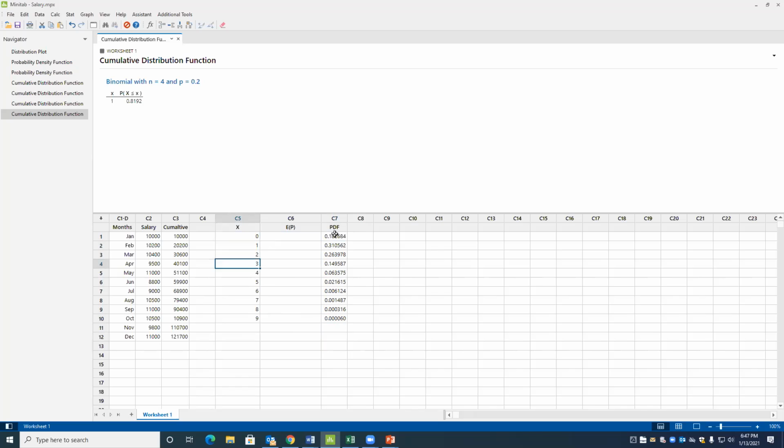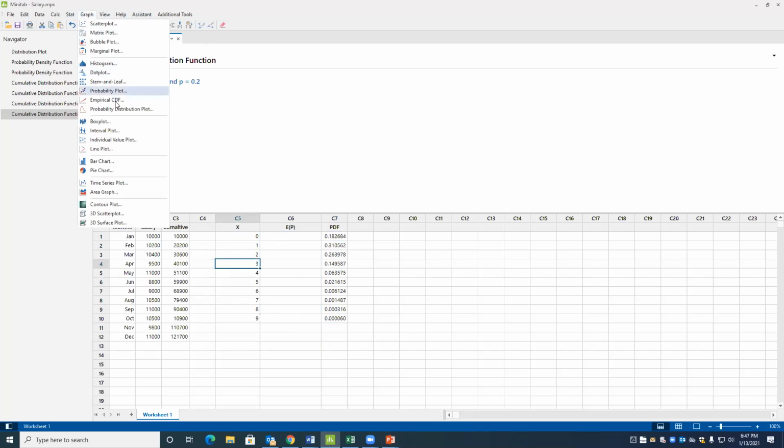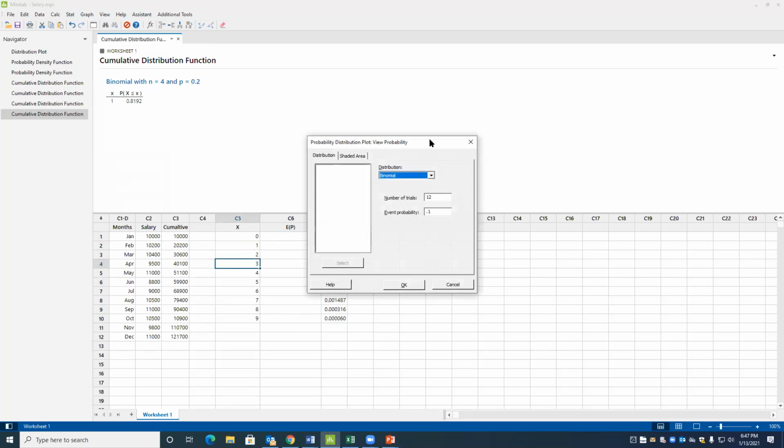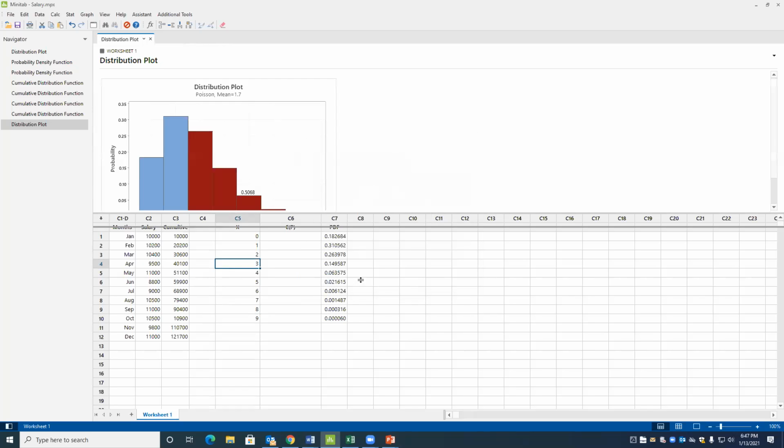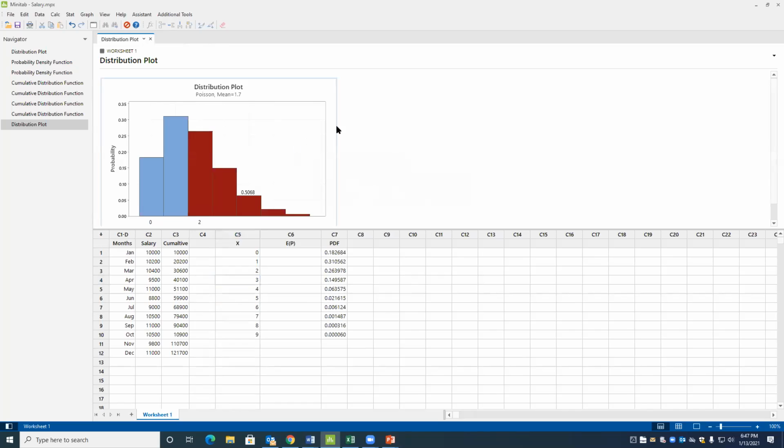This is the thing. And I can do exactly the same thing here under Graph, Probability Distribution. I go under this, I have Poisson right here. Lambda is 1.7. Shaded area, I'm not going to put any. So let me remove this also.